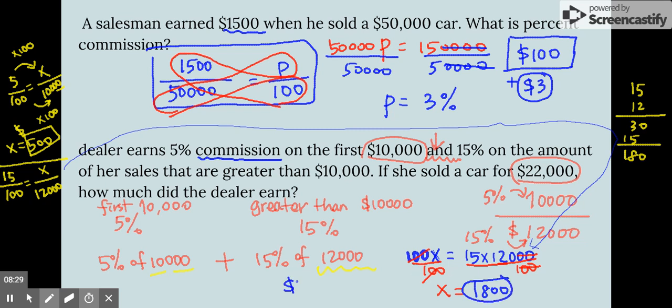So this is 1,800, and for 5%, it's 500. So the total commission on your sale is going to be, you add them together, $2,300 when you sold this car. This is going to be your money, profit, commission.